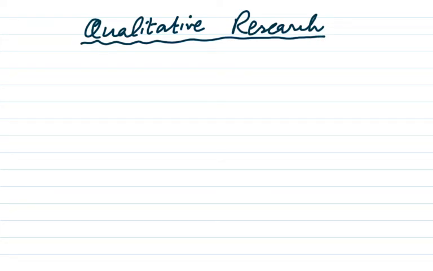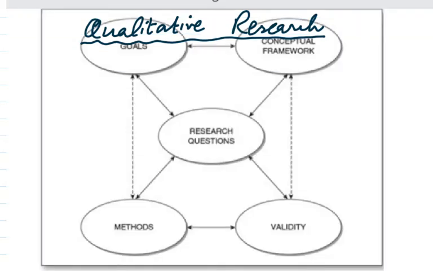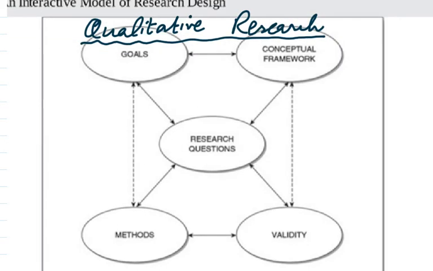So let's start off with looking at the interactive model that we talked about, just as a way of revision, right? Here you can see the interactive model. Now you can see that the research questions are at the very center of this model, right? And I'd already asked you to construct 3 kinds of research questions. That's something that we'll go over again.